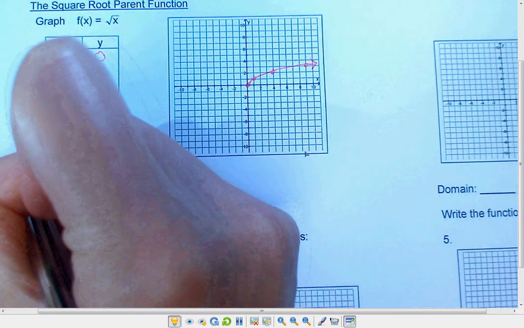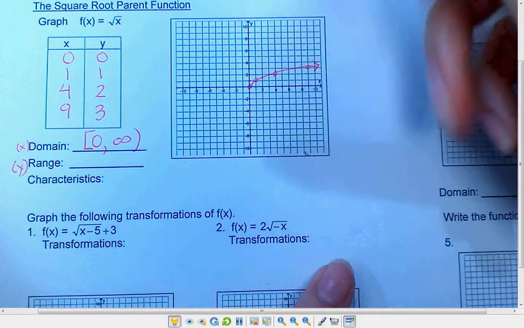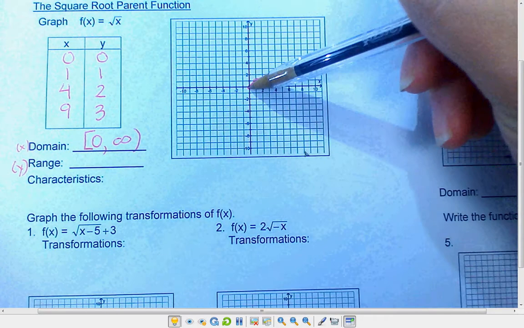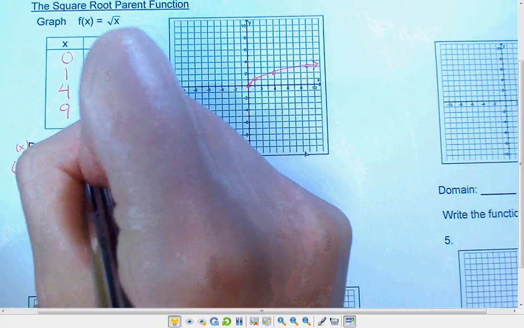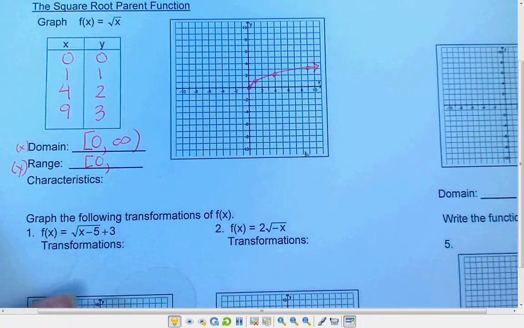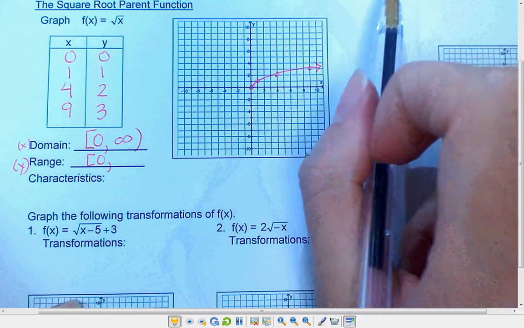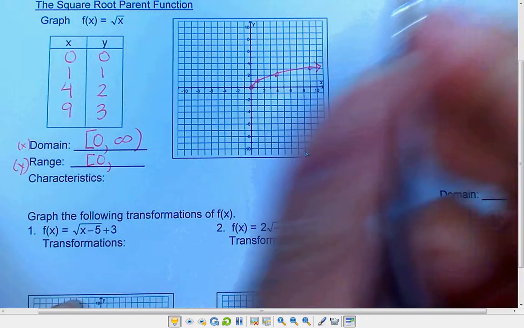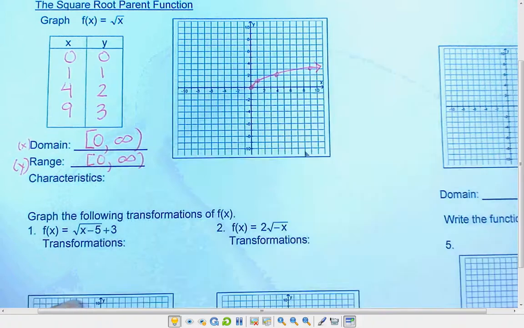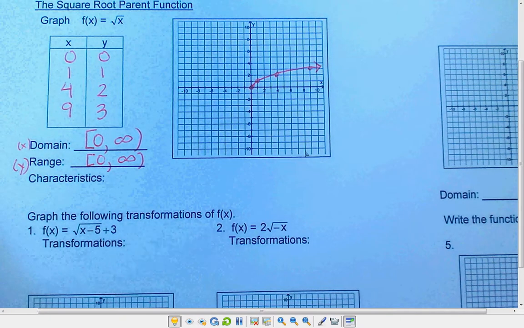For our range, now we're looking at our y-axis. So the lowest point, the bottommost point, is still this point. So we're still starting at 0. Again, bracket because it's a closed point. And then if we're going up, again, the arrow keeps on going up. We're going in this direction, but it's going to continue going up. So again, this is going to be infinity. So here's our domain and range.